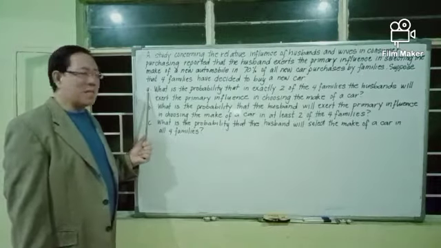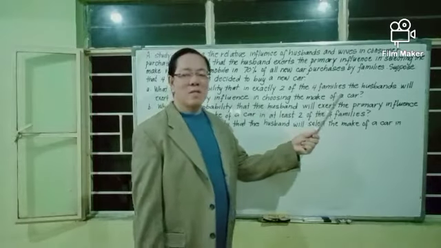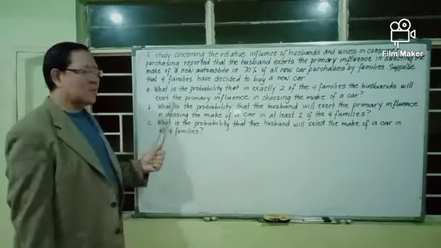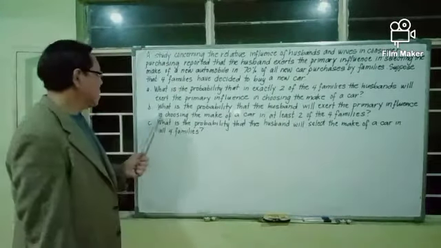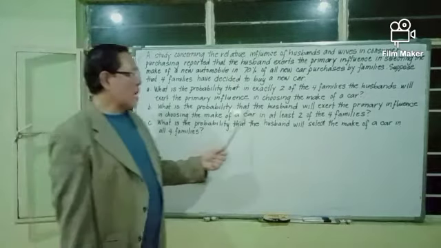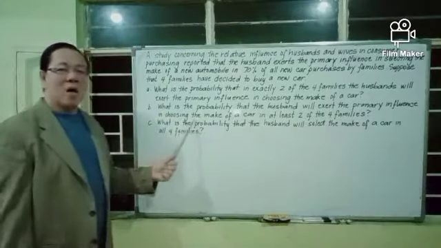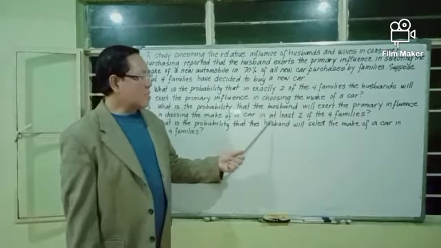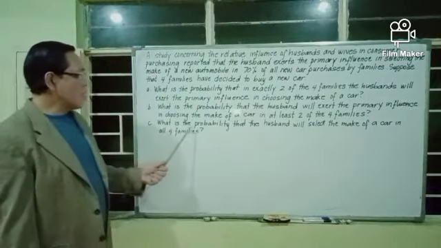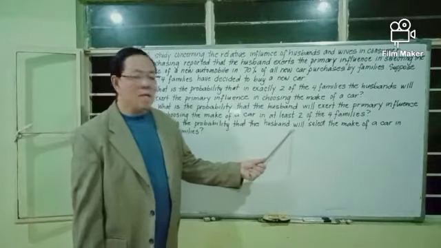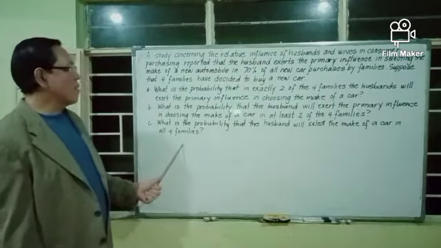Letter A, what is the probability that in exactly 2 of the 4 families, the husbands will exert the primary influence in choosing the make of a car? B, what is the probability that the husband will exert the primary influence in choosing the make of a car in at least 2 of the 4 families? C, what is the probability that the husband will select the make of a car in all 4 families?